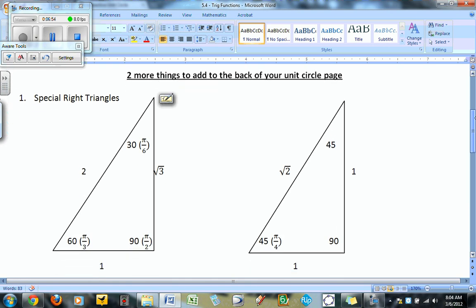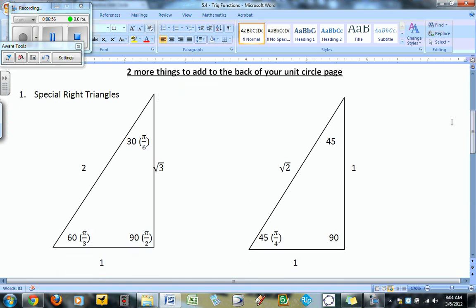Okay. Two more things to add to the back of your unit circle. You're going to want to write these down. Special right triangles. We've done a little bit of this. I think we did it in geometry. But these are special right triangles, a 30, 60, 90 triangle and a 45, 45, 90 triangle. Knowing these shortcuts is going to make knowing the sine and cosine values of these angles much easier.